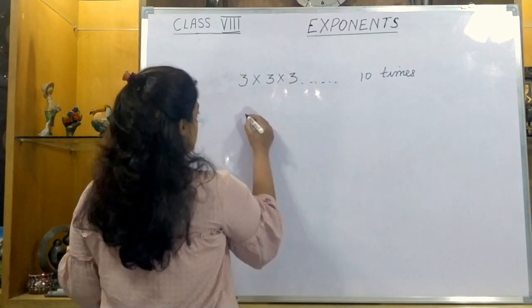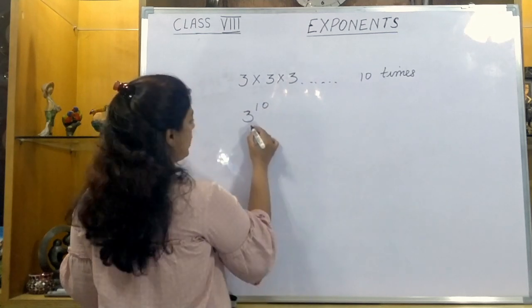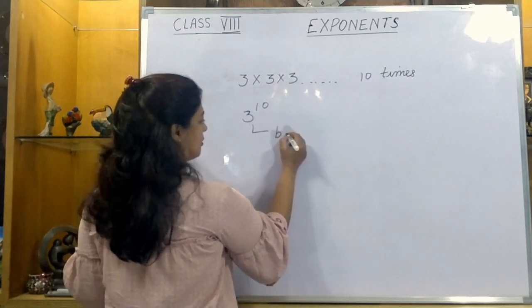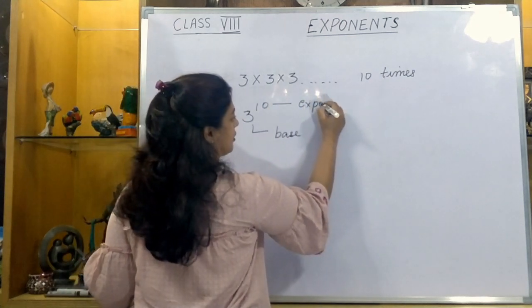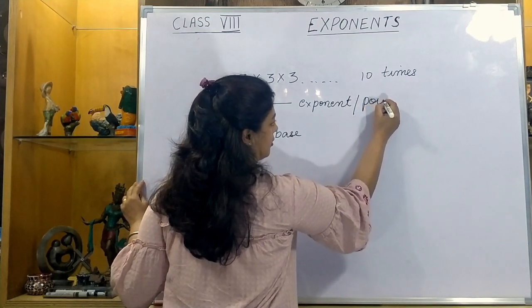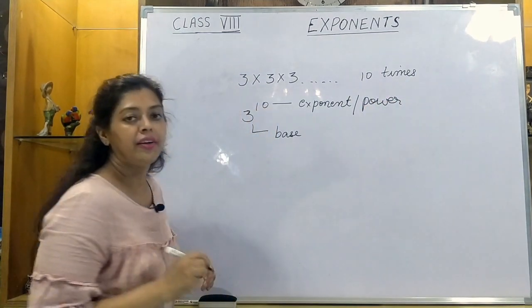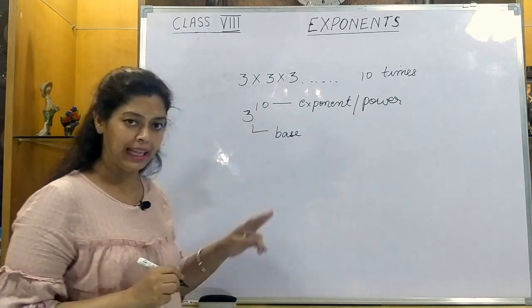I can write this as 3 raised to 10, where 3 is known as my base and 10 is known as the exponent or power. And I can read this as 3 raised to the power 10 or 3 raised to 10.